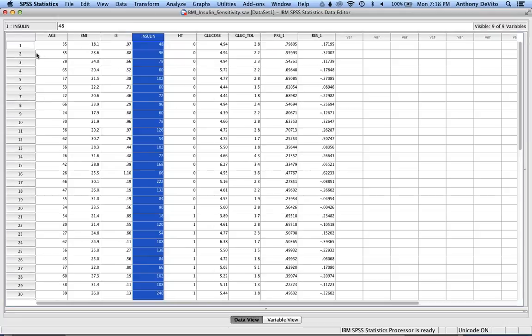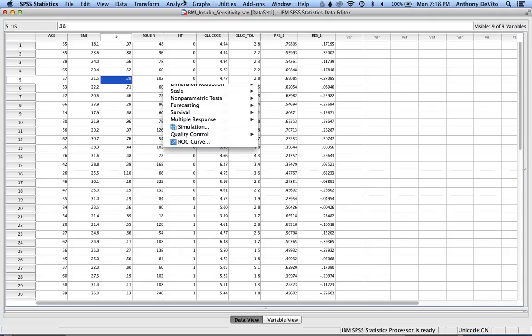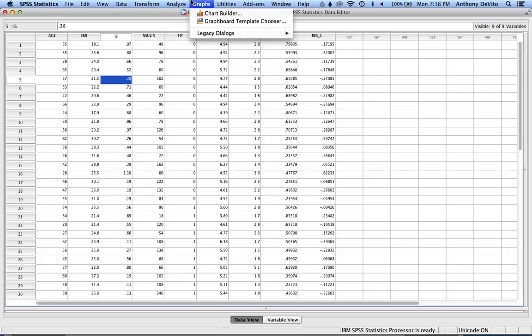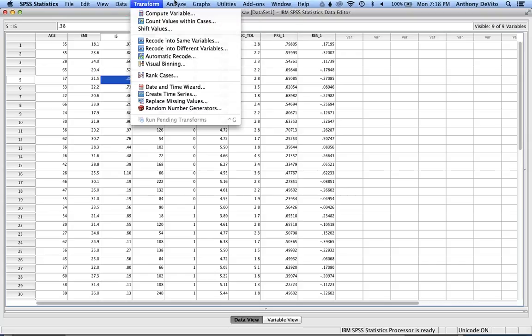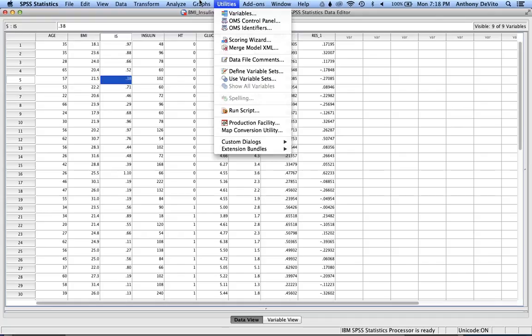For instance, here are our BMIs. This person, number 2, has a BMI of 23.6, and their insulin sensitivity is 0.88. Lower is better than higher. Okay, so I got that right? I think we want it to be higher. It's better than lower. But let's analyze it. We're going to see pretty quickly what happens with BMI and insulin sensitivity.